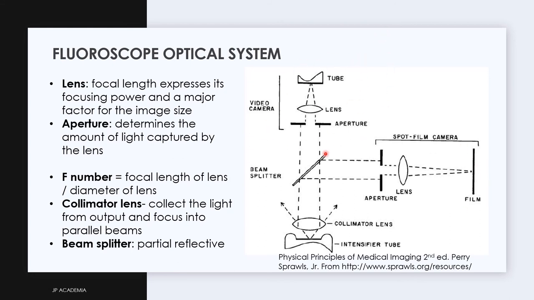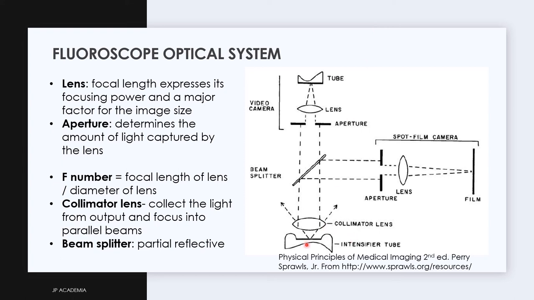The second important component is the aperture. This determines the amount of light captured by the lens. This influences the efficiency of light transfer in an optical system and the exposure of the film or the camera. The F number stated here is a factor used to determine the efficiency of the lens, expressed as the ratio of the focal length of the lens to the diameter of the lens.